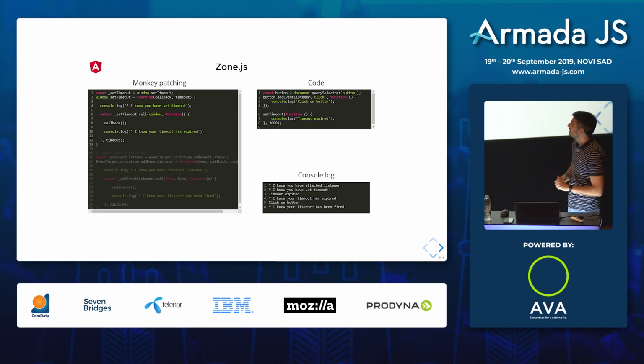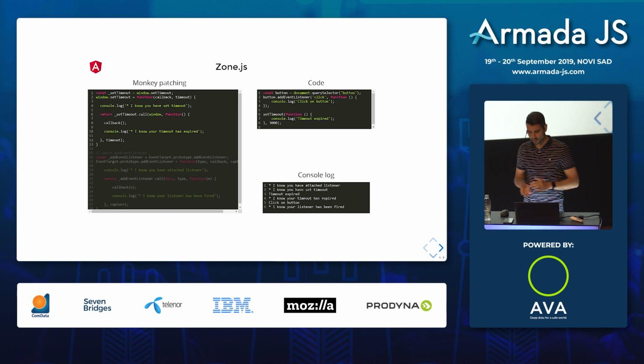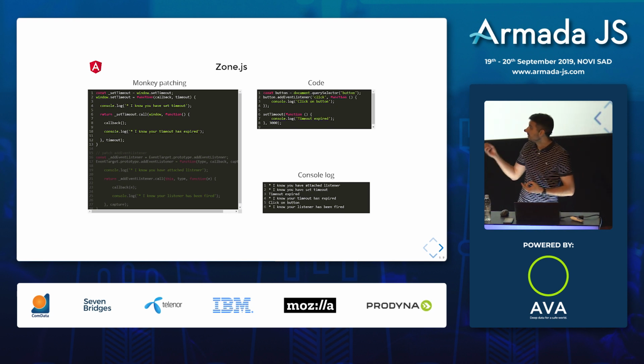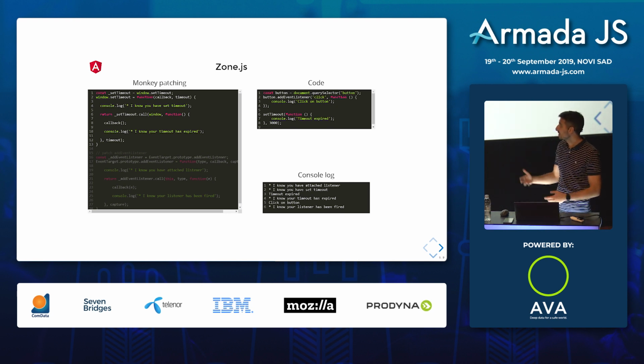It basically does monkey patching at runtime. That means that before the Angular application starts, it goes through the web APIs and patches them in a way like this. It saves the reference to the original, for example, the setTimeout function, and defines a new one. So zone.js can know if we have a setTimeout anywhere in our application. After the timeout expires, it calls your callback and knows that the timeout callback has been fired.